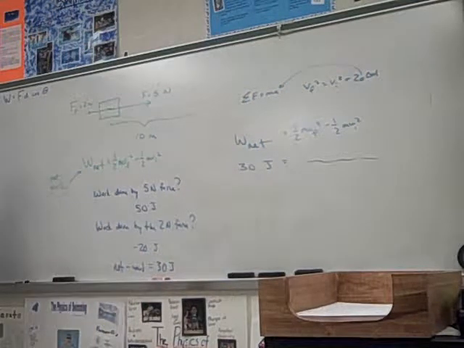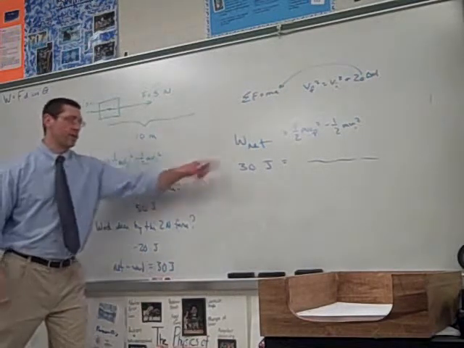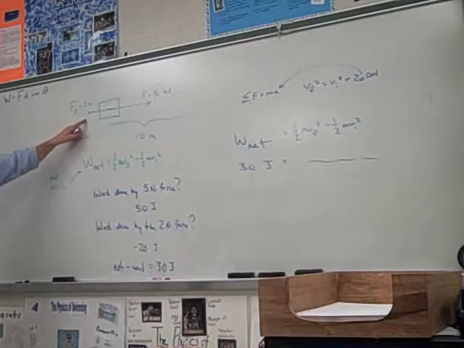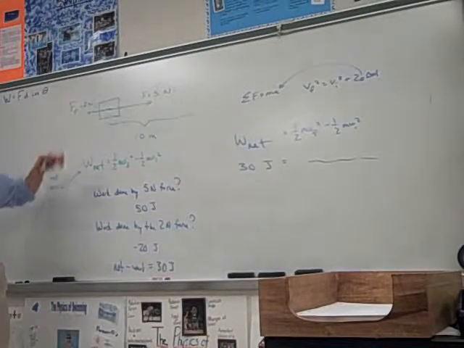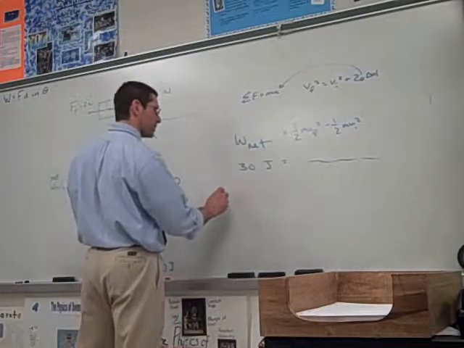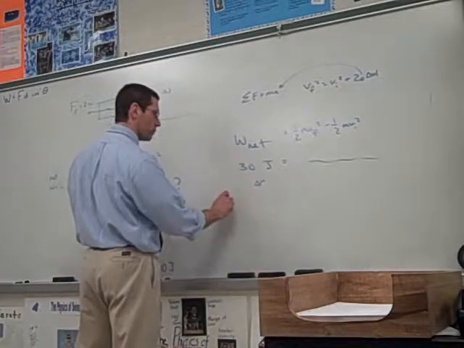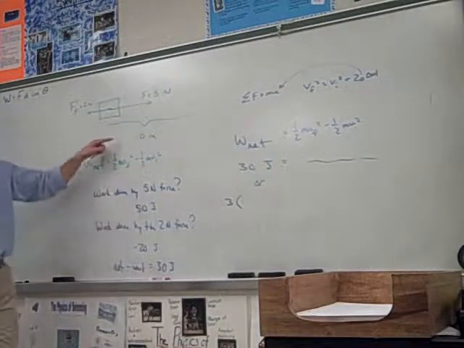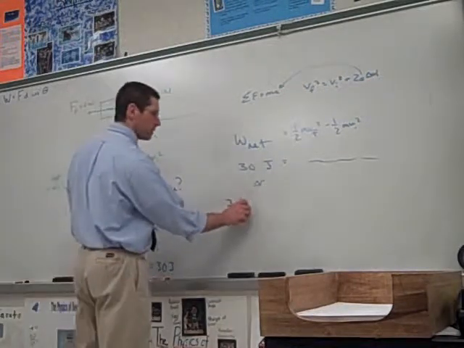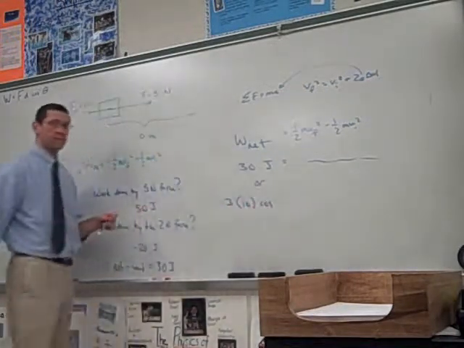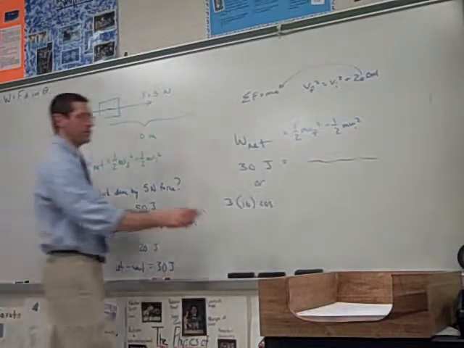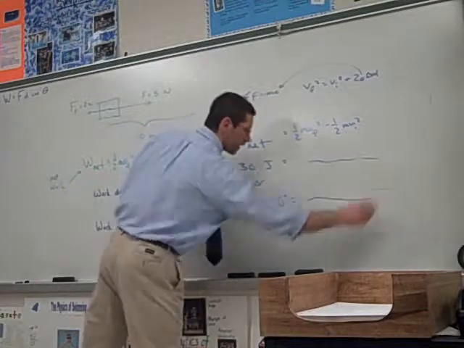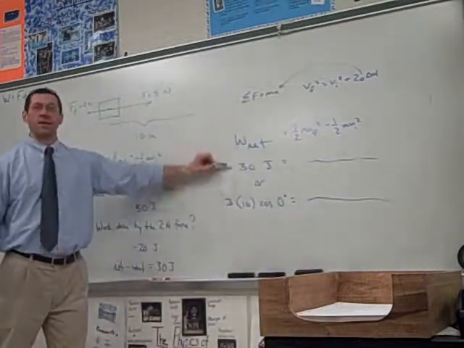The other thing I could do is make this the work done by the net force. So what is the net force? Here. What's the net force? 3. Right? So I could also think of it like this: 3 times 10 times the cosine of 0, since the net force is that way and the displacement's that way. Equals that. Either way, I'm going to get the same answer, right?